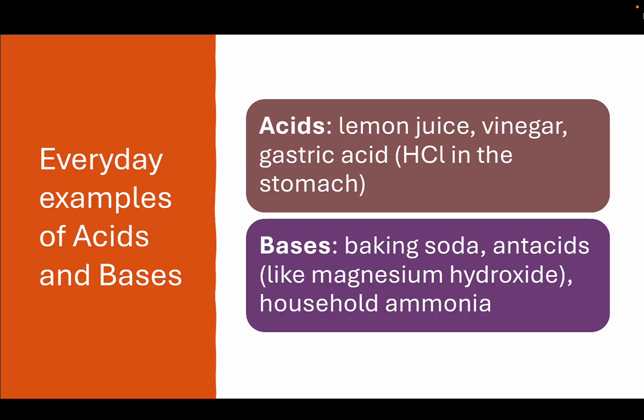And so to get started, everyday examples of acids and bases, these are a lot of things that we've seen before. So acids are like lemon juice or vinegar, or gastric acid, which is based on HCl, hydrochloric acid in the stomach. HCl, that's its chemical formula. These have some common attributes. If you put them into a cut, it's going to burn, and they have a sour type of taste. Lemon juice and vinegar aren't that different, and some of that similarity is due to the fact that they're both acids. Bases: baking soda, antacids, household ammonia.